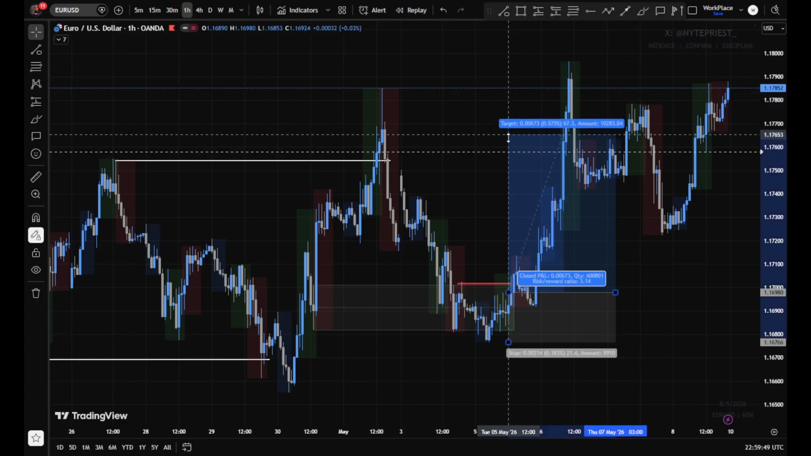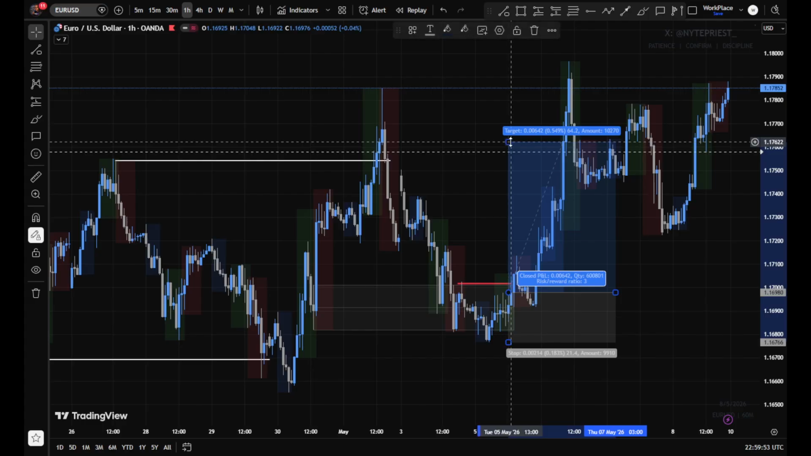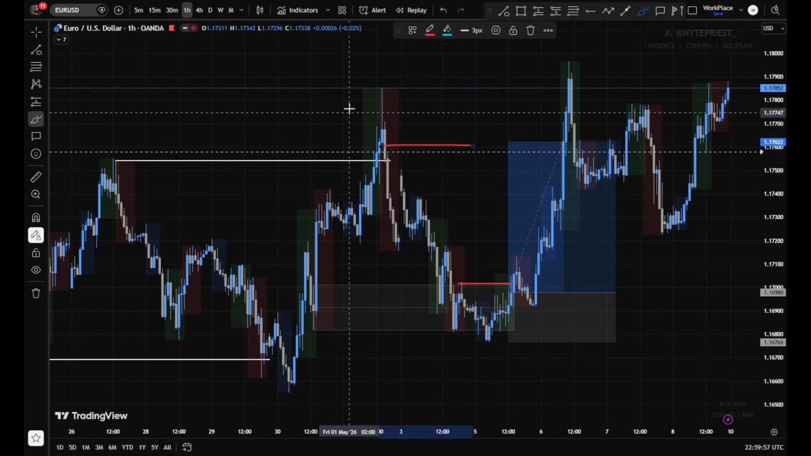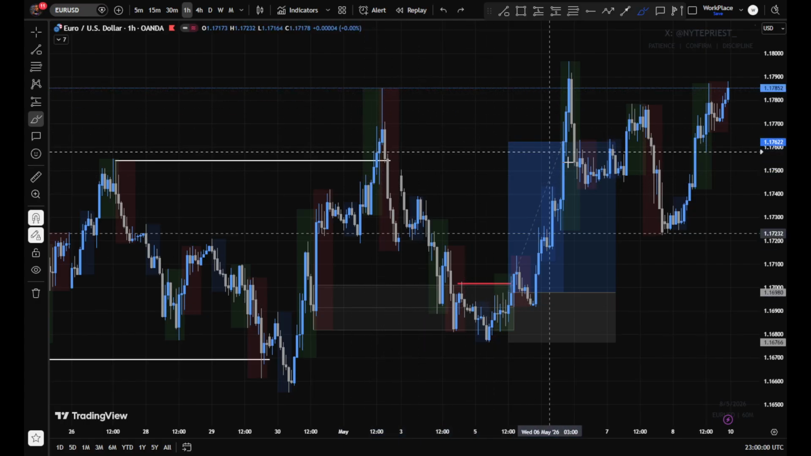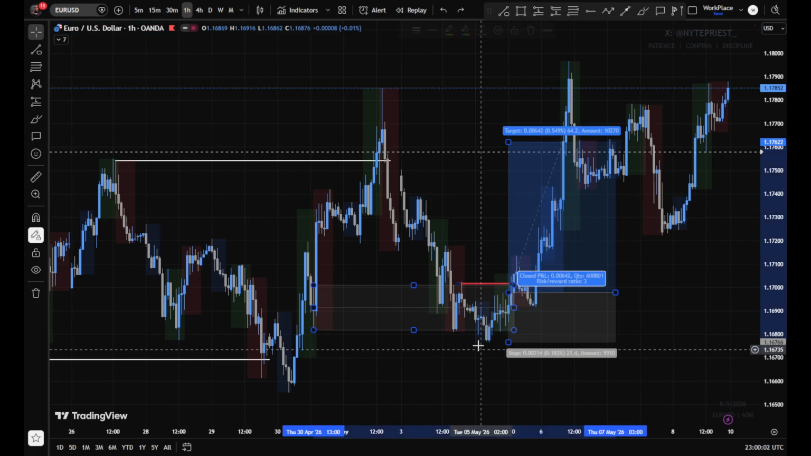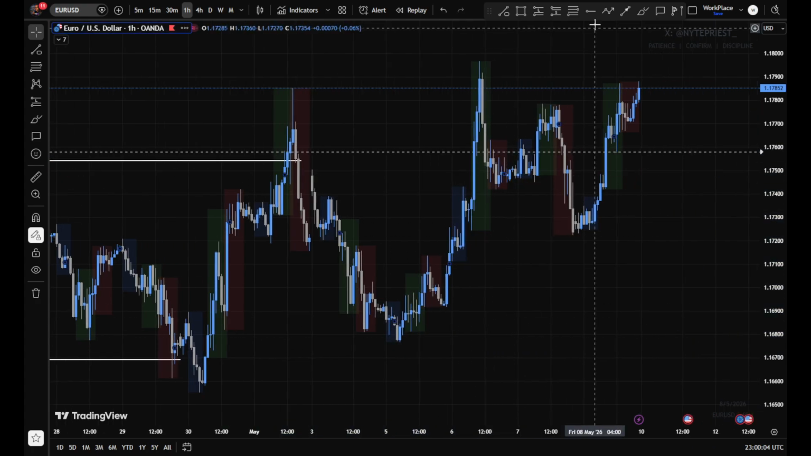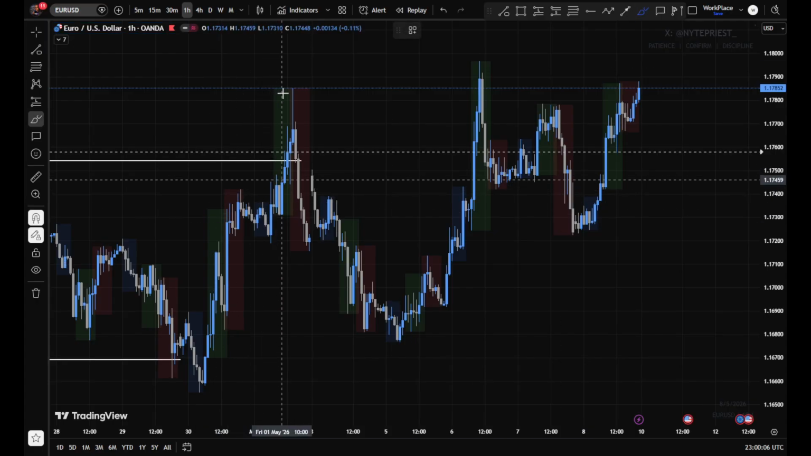Actually, this supply zone will cause a reaction, but it couldn't cause that reaction. Okay, so that was my trade. We broke the structure up.